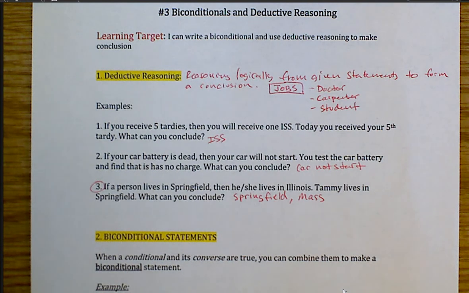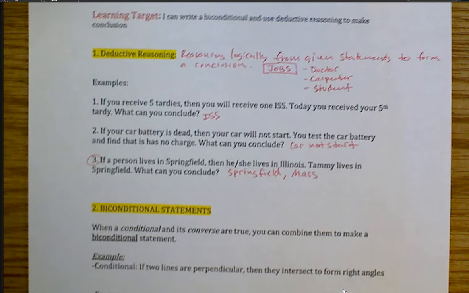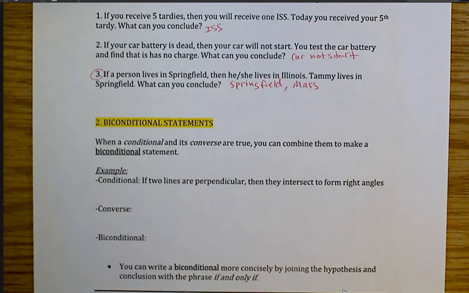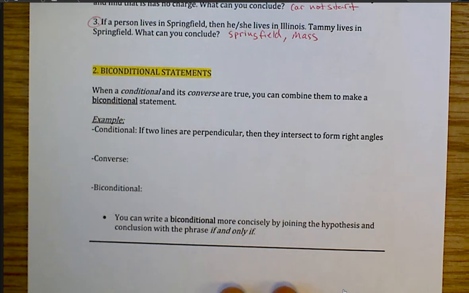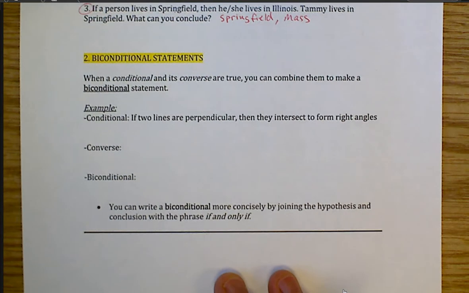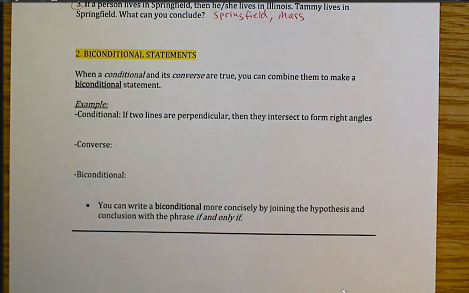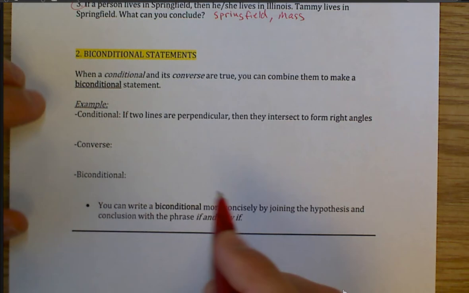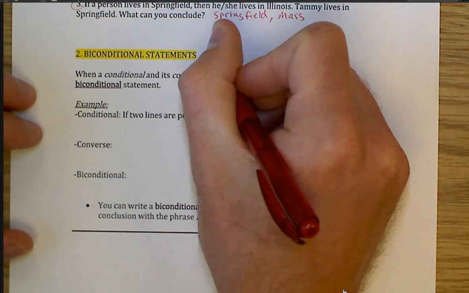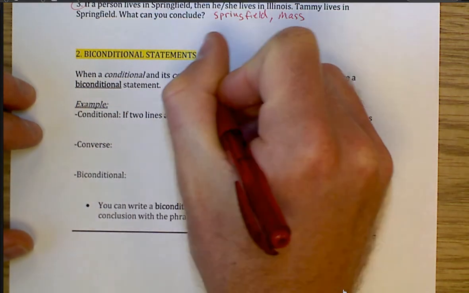All right? Let's jump down into what your homework's going to be more about, which is the second part of the learning target, which is a biconditional statement. And you're going to see a lot of familiar terminology come into play here with conditionals and converses that you learned back in lesson 2. So I'm going to get my pens here. So a biconditional statement, the definition is right here. Okay?